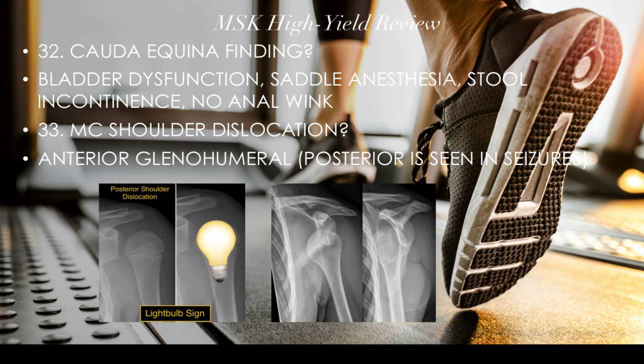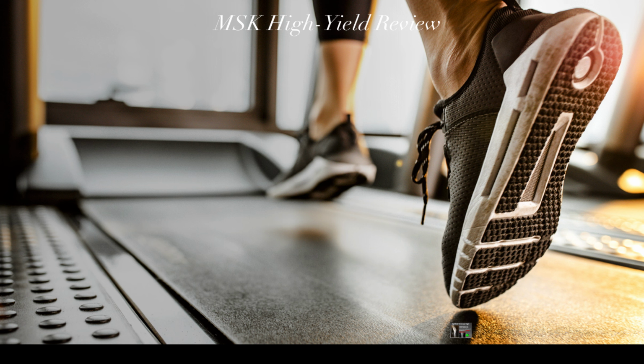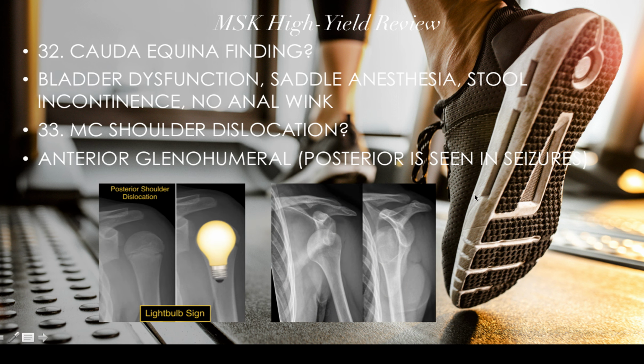So, let's go back. You can see the Y view, and then you just basically see what the head is doing. If the head is right down the center, it's normal. If it's leaning towards the ribs, that is anterior, and if it's going away from the ribs, that would be the posterior dislocation.